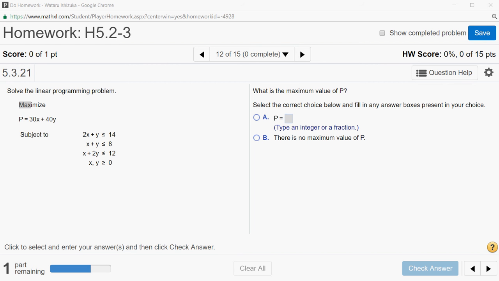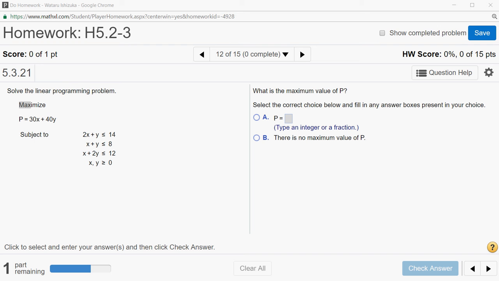Alright, let's look at homework 5.2, 5.3, problem number 12. We want to maximize this P function. You can think of it as a profit function, which is 30x plus 40y, subject to 2x plus y is less than or equal to 14, x plus y is less than or equal to 8, and x plus 2y is less than or equal to 12, and then you have a non-negative constraint.